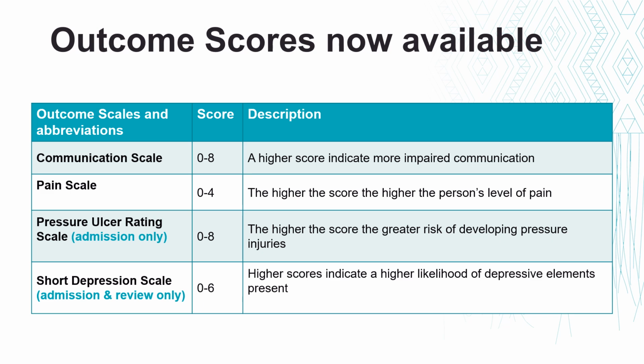And finally, the short depression scale. This has a scale range of 0 to 6, with higher scores indicating a higher likelihood of depressive elements being present. It is made up of 3 self-reported items and features only in the admission and review assessments.